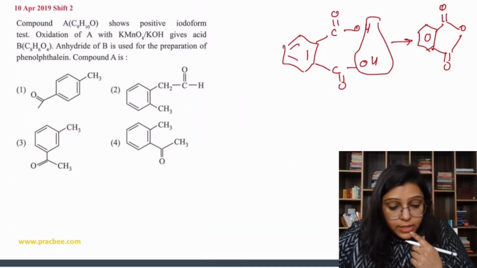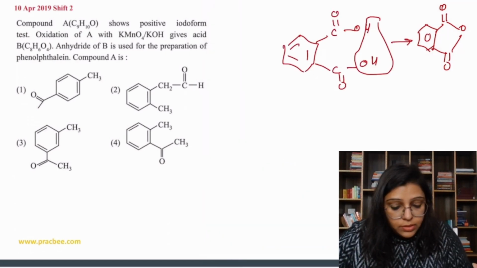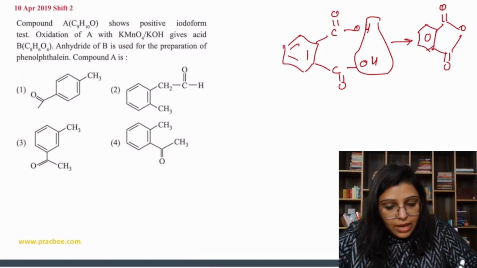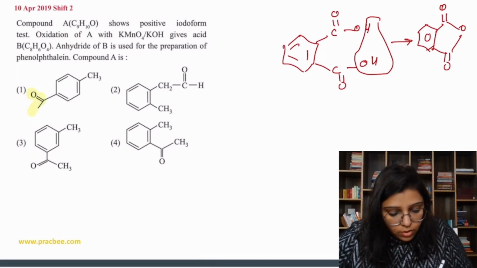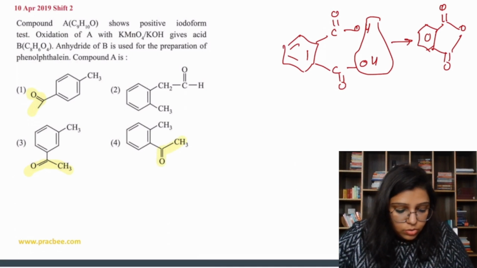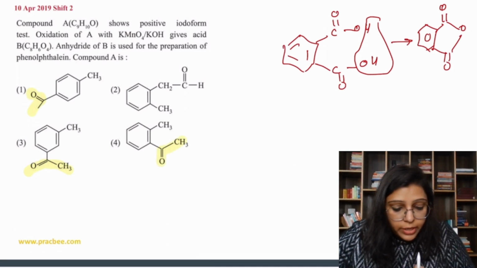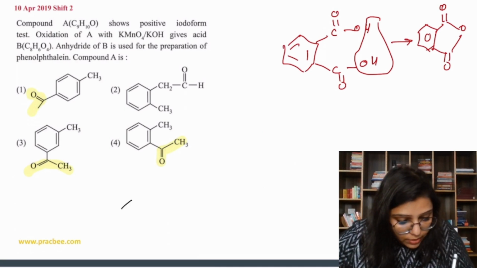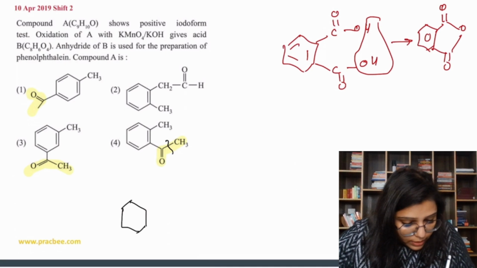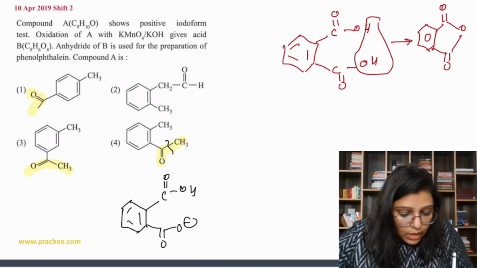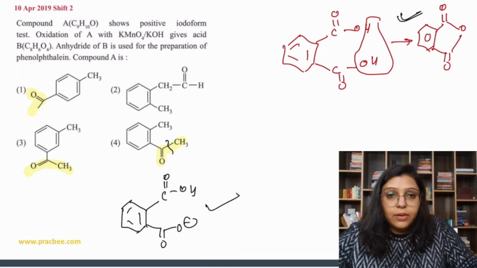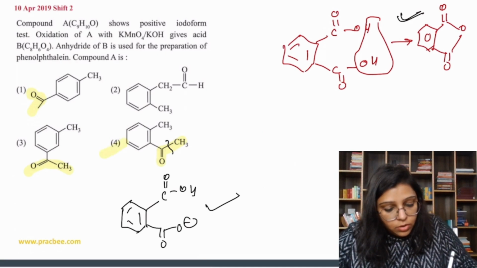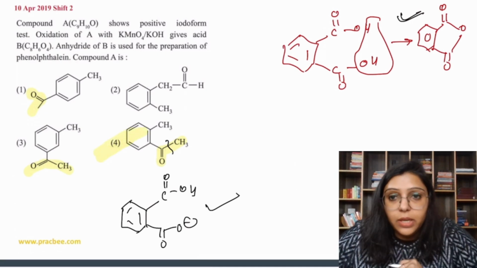So question says positive iodoform test, it means methyl ketone should be there. So we have methyl ketones over here, here, here. So it can give iodoform. But the point is that on oxidation, if it gives iodoform, here we write double bond O minus, and CH3 on oxidation gives C double bond OH. Now anhydride of this compound gives phthalic anhydride, so our option is going to be fourth. That is going to be the correct option.